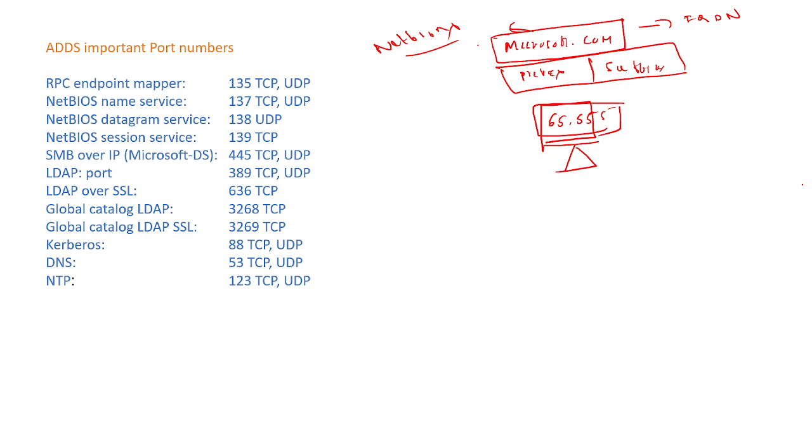And some of the ports are called SMB. SMB is nothing but when you try to access data from one computer to another computer, if you want to make that folder visible, that 445, the SMB port should be open.